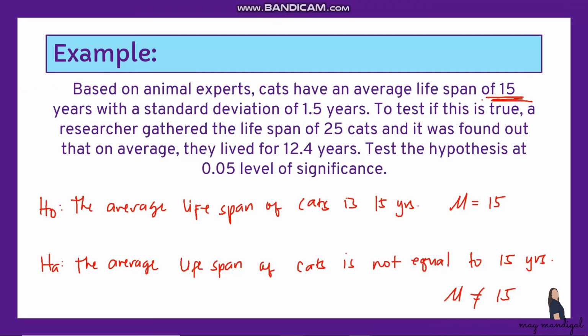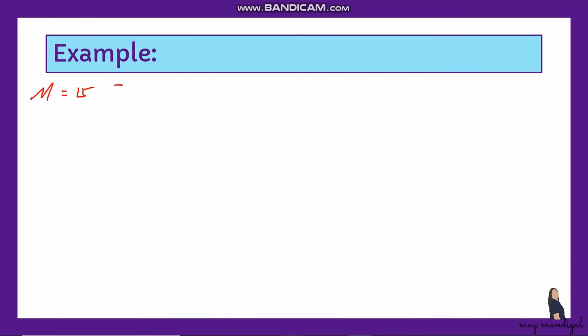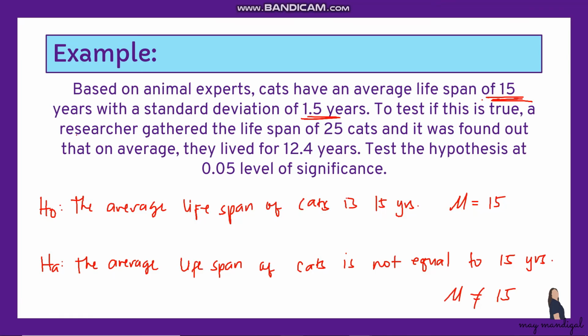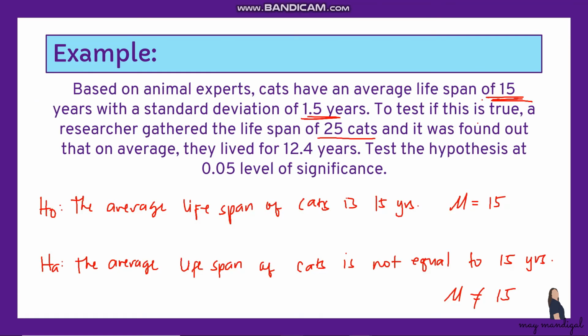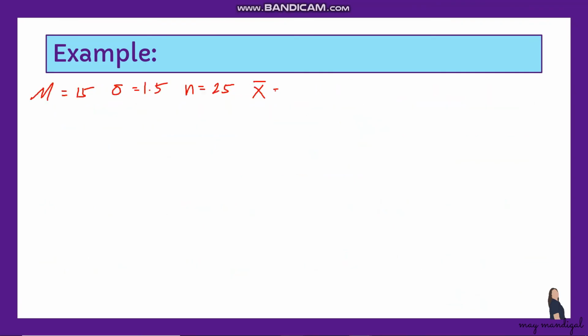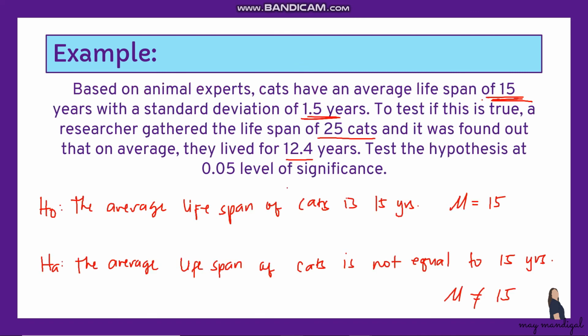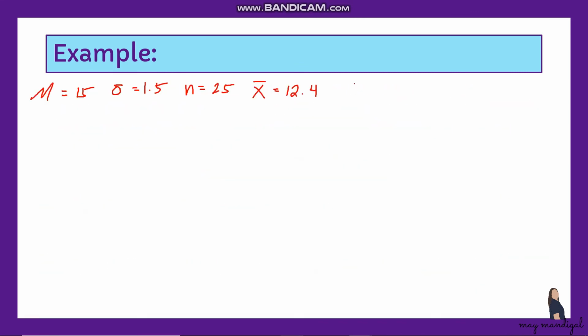Another thing that we can see from our problem is that the standard deviation of 1.5 years is given, and this pertains to the population. So that will be our population standard deviation, 1.5. And then, the researcher gathered the lifespan of 25 cats. So that will be our sample size, which is 25. And it was found out that on average, they live for 12.4 years. So that is our sample mean. And last, our level of significance is 0.05. So that's what we will put here.